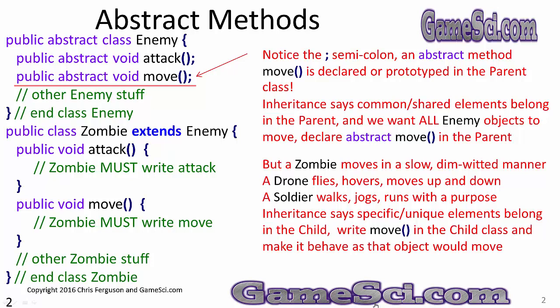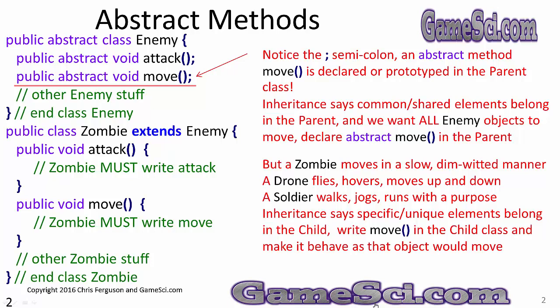The zombie moves in a slow, dim-witted manner. A drone flies, hovers, moves up and down. A soldier walks, jogs, runs with a purpose. They all move differently. And inheritance says specific or unique elements belong in the child class. So write a move in the child class and make it behave as that object would move. So the move method in zombie would move in a slow, dim-witted manner.